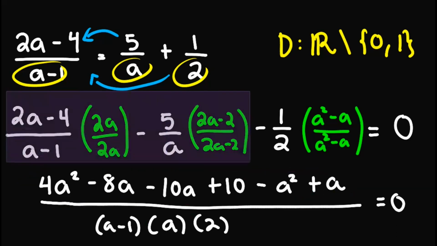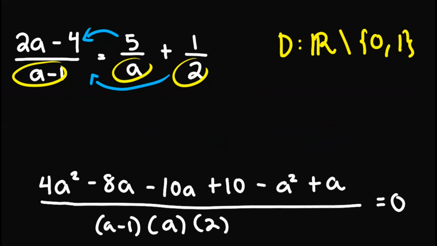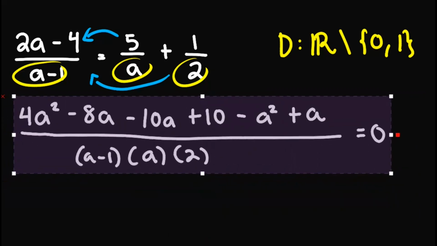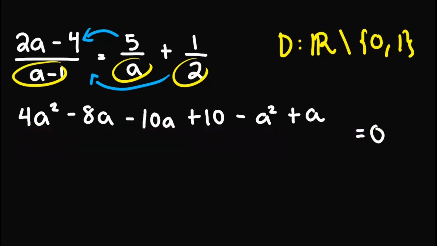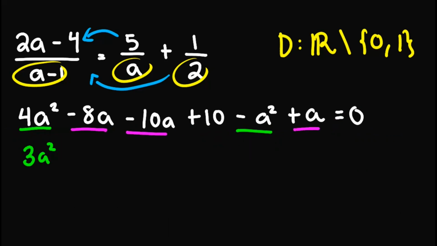So let's clear out some space out here. And so we'll have, can disregard the denominator, and we'll have this one out here. Simplifying this expression, we've got 4a squared minus a squared. That will give us 3a squared, negative 8a minus 10a plus a. That will give us negative 7a, and the 10 out here. This one is equal to 0.